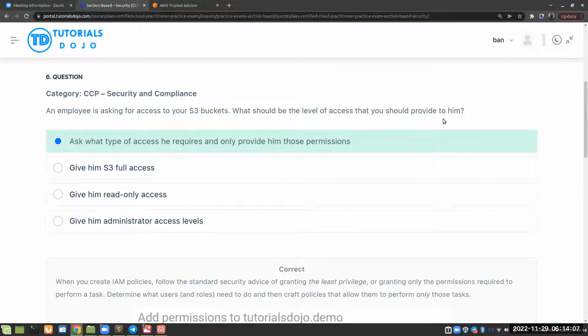So the question is, you need to know what they need first. So that's why this is correct: ask what type of access he requires and only provide him with those permissions. So you are only providing him with that. That's the principle of least privilege, right?